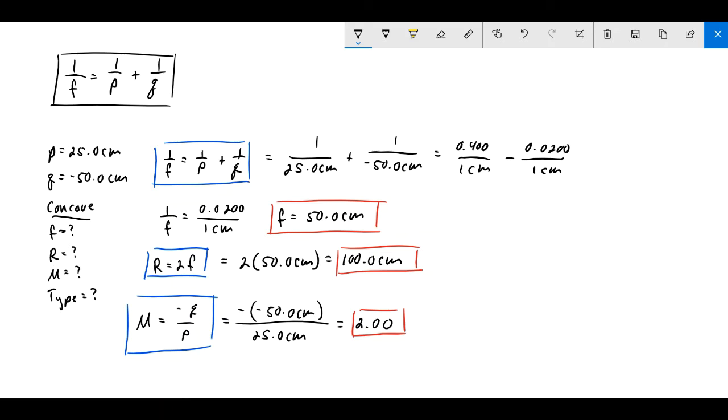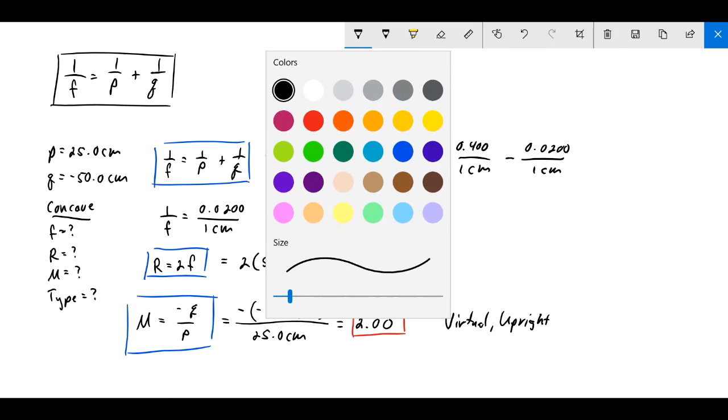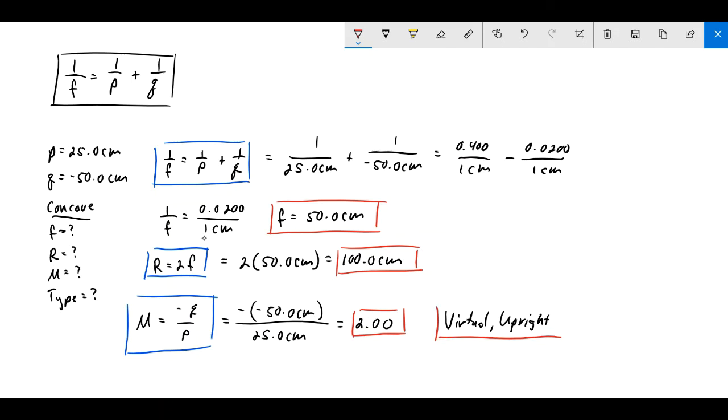And that also tells us the type of image that we have too, because if I have a positive magnification, then the image will be virtual, and every virtual image will also be upright. If, on the other hand, I had a negative magnification, the negative magnification would tell us that we have a real image and it would be inverted.